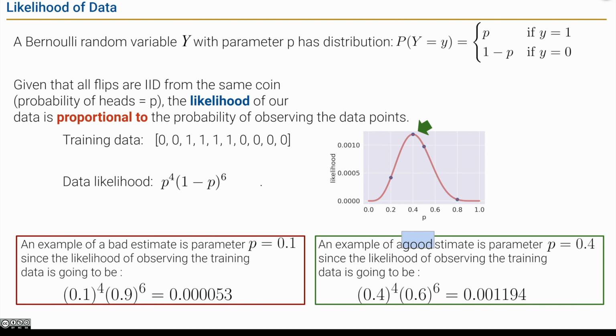Just pointing out an example of what we could say is a bad estimate for our parameter would be p is 0.1, because the likelihood is pretty small of observing the training data that we saw. An example of a good estimate, again, was 0.4, because that gave us the highest likelihood of observing the training data.